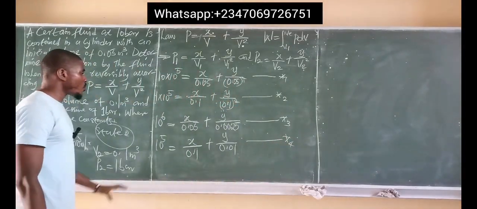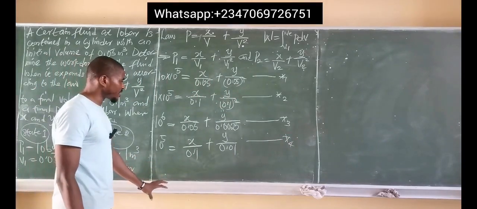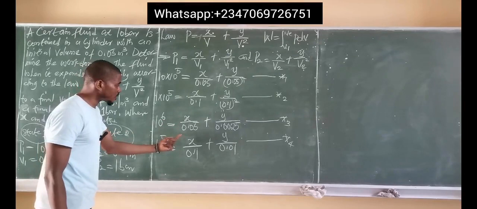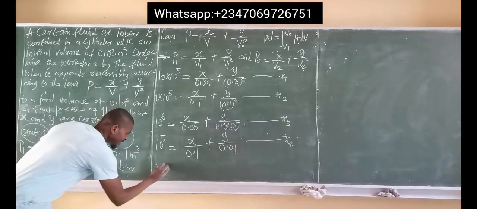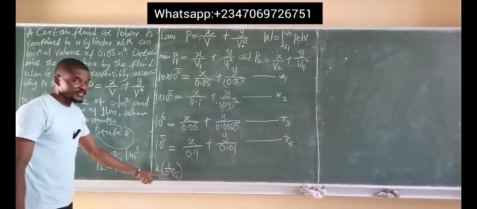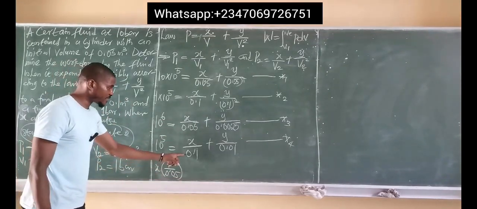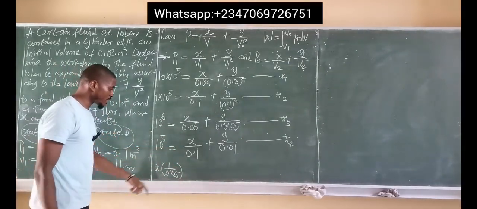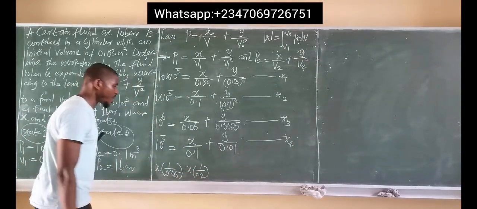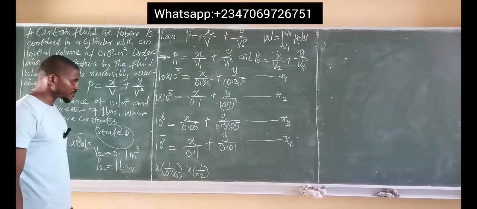All right. So what I would prefer you to do at this point is recall that x over 0.05 can be written as x times 1 all over 0.05. This can be written as this. Same thing as over here. x over 0.1 can be written as x into 1 all over 0.1. You can have something like this.